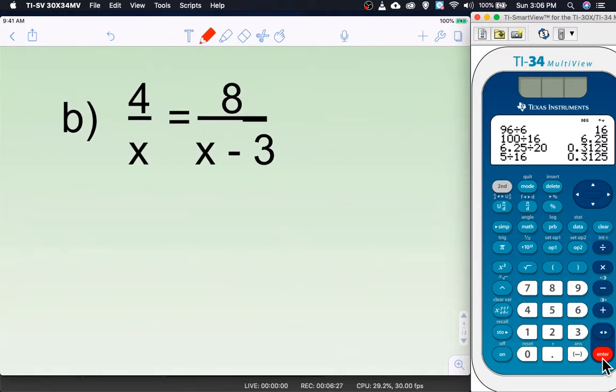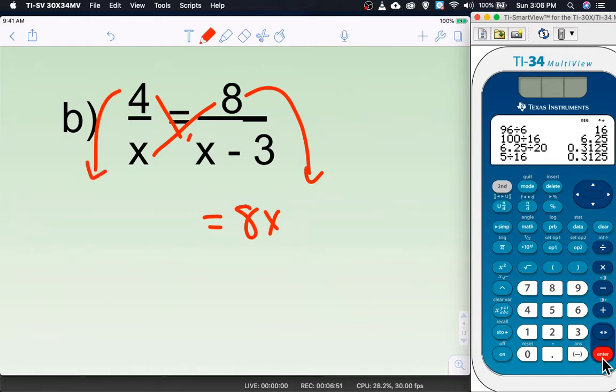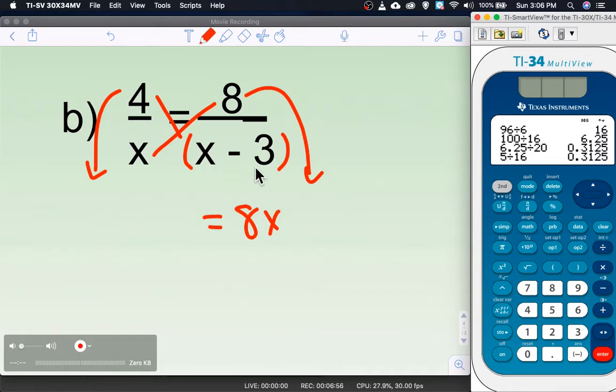Now, letter B. This is now a bit harder. There's more to it. There's more than one variable, and we're not used to that. You're probably used to doing this: x times 8 is 8x. You probably are used to that. What you're not probably used to is taking 4 times an expression.